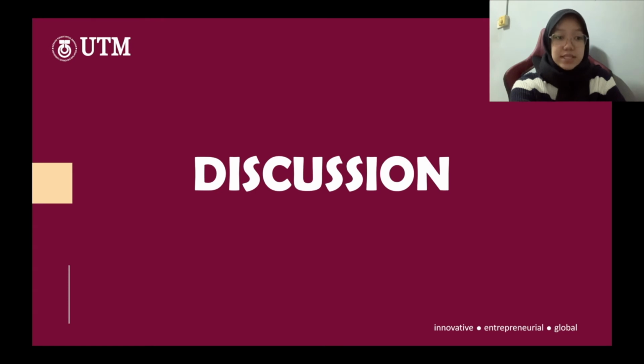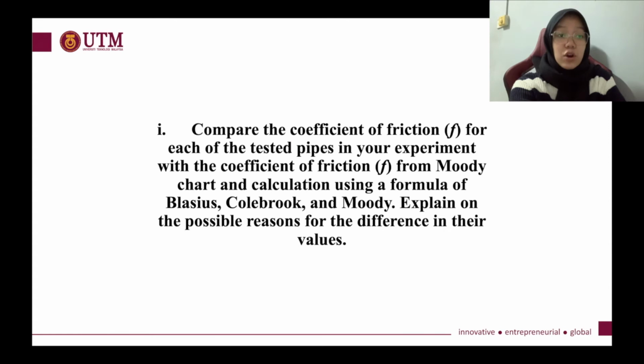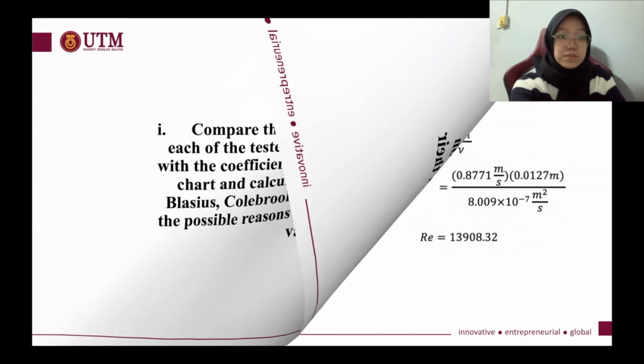Alright, next is the discussion. The first question is, compare the coefficient of friction for each of the tested pipes in the experiment with the coefficient of friction from the Moody chart and calculation using the formulas of Blasius, Colebrook, and also Moody. Explain the possible reasons for the differences in the values.